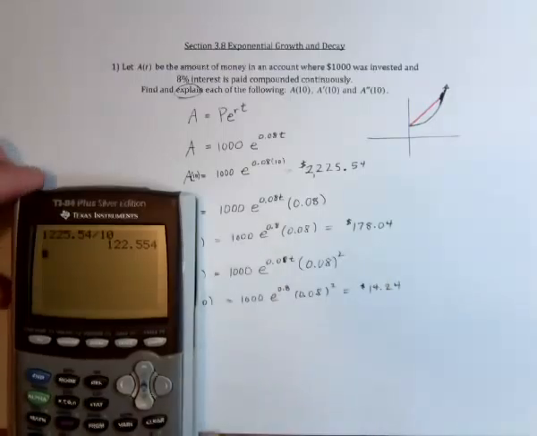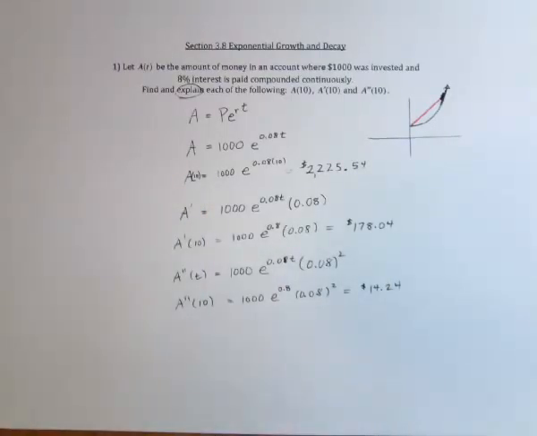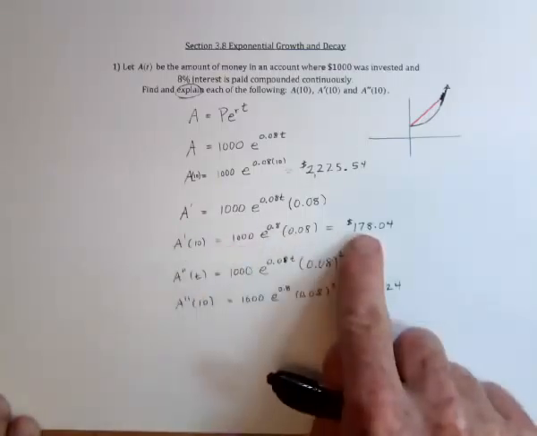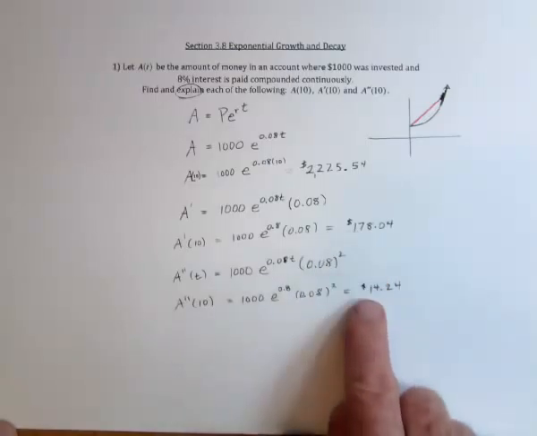And then what about the second derivative? Well, then that's the derivative of the derivative. So that's saying, okay, this is going up. How fast is it going up? So how fast is the velocity changing? It's also known as acceleration. It's accelerating at about $14 per year.